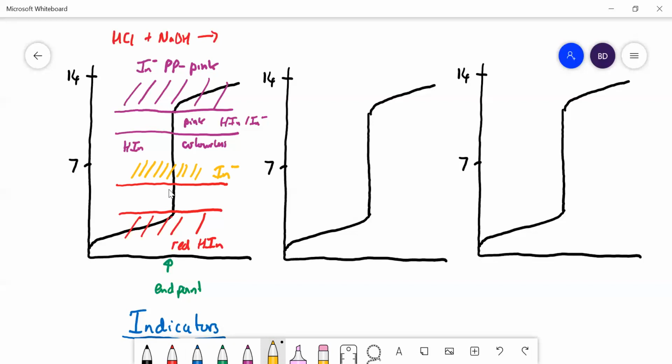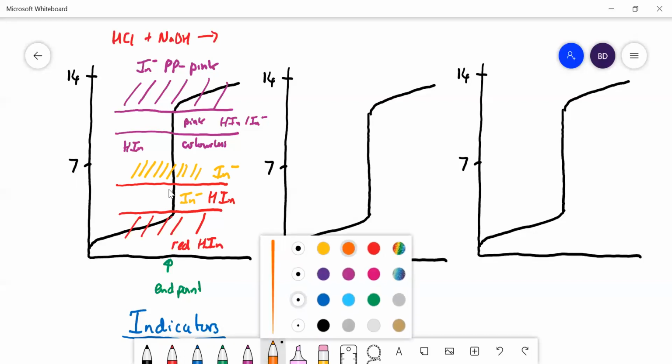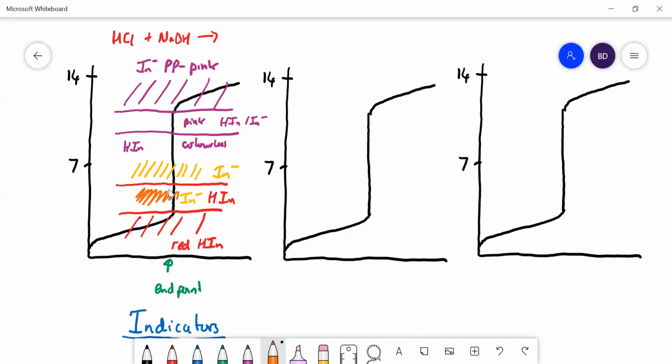And in the middle there, you're going to have a mixture of In⁻ and HIn. So it's going to look sort of an orangey color. It's going to look that color, orange. So that's how our indicators work.